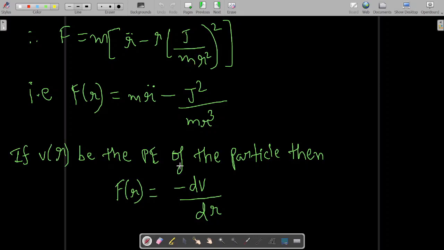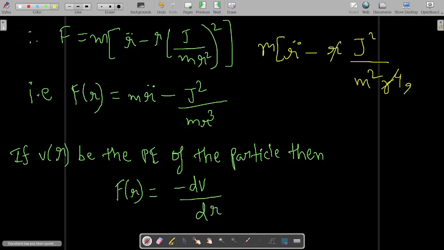You can clearly have a look that m r double dot minus r J square divided by m square r to the power 4 will come. Then one r will be cancelled and it will be r cube, okay. So you will get finally an expression of this kind which is shown to you over here. After you multiply this m inside this bracket, one m will be cancelled. So you will get F of r equal to m r double dot minus J square by m r cube.